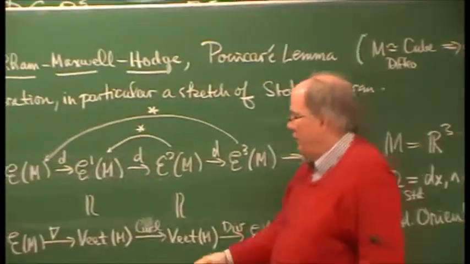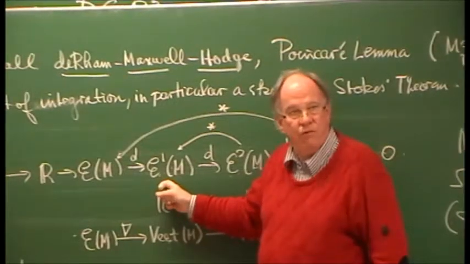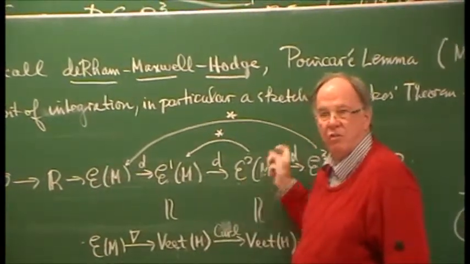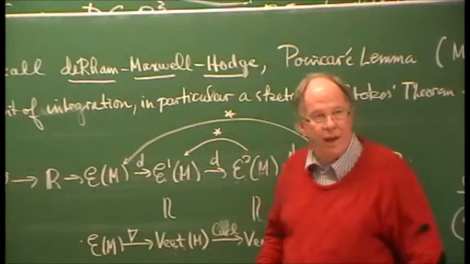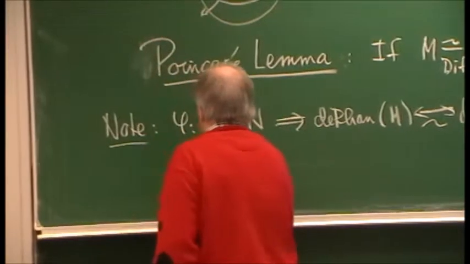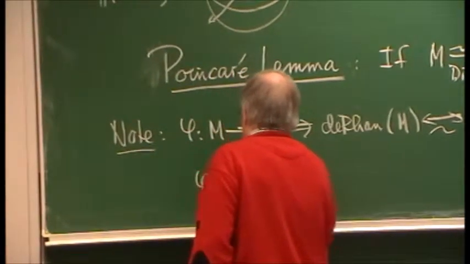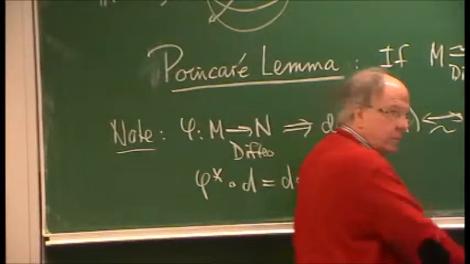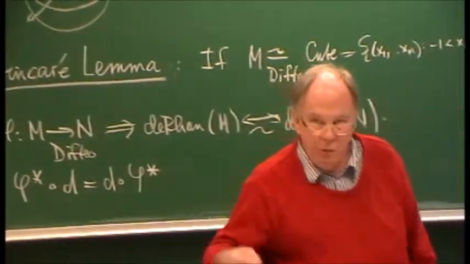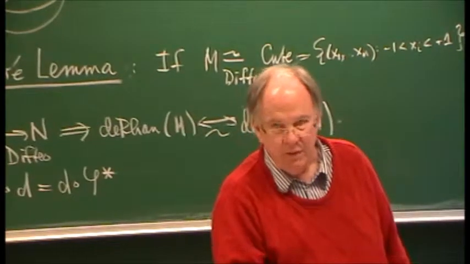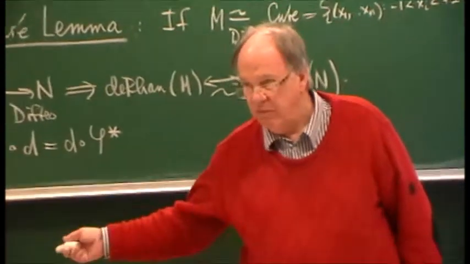You see, the one forms get mapped to the one forms. The two forms get mapped to the two forms. The three forms get mapped to the three forms. The functions get mapped to the functions. And the key issue here is that phi star d equals d phi star. You pull back a differential form and take d, it's the same thing as taking d and then pulling back the differential form, and this is just some formal fact.